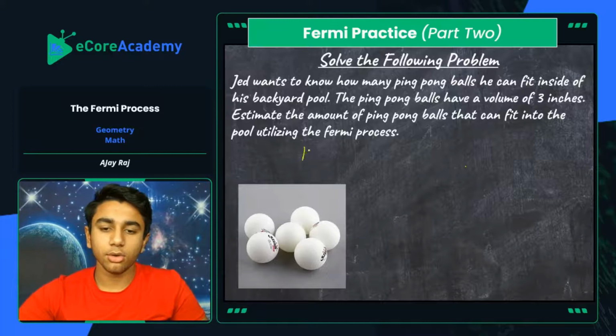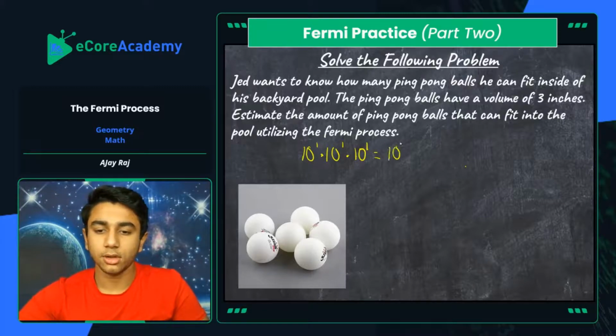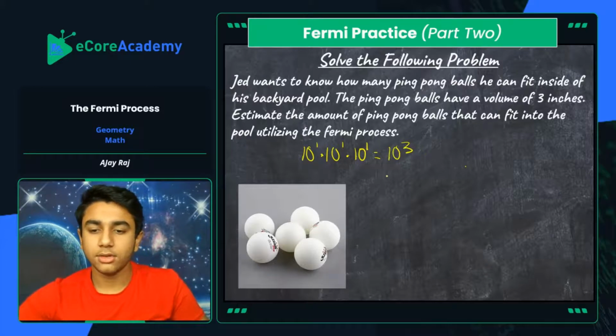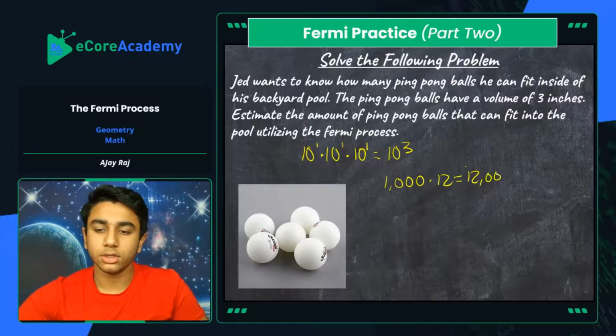We'll estimate our length to be about 10 to the first feet, our width to be 10 to the first feet, and our height to be about 10 to the first feet. And then that's going to be 10 times 10 times 10, which is 10 to the third. And we know that 10 to the third is approximately 1,000. We're going to multiply that by 12 to get the amount of inches. So we get 12,000 total inches.